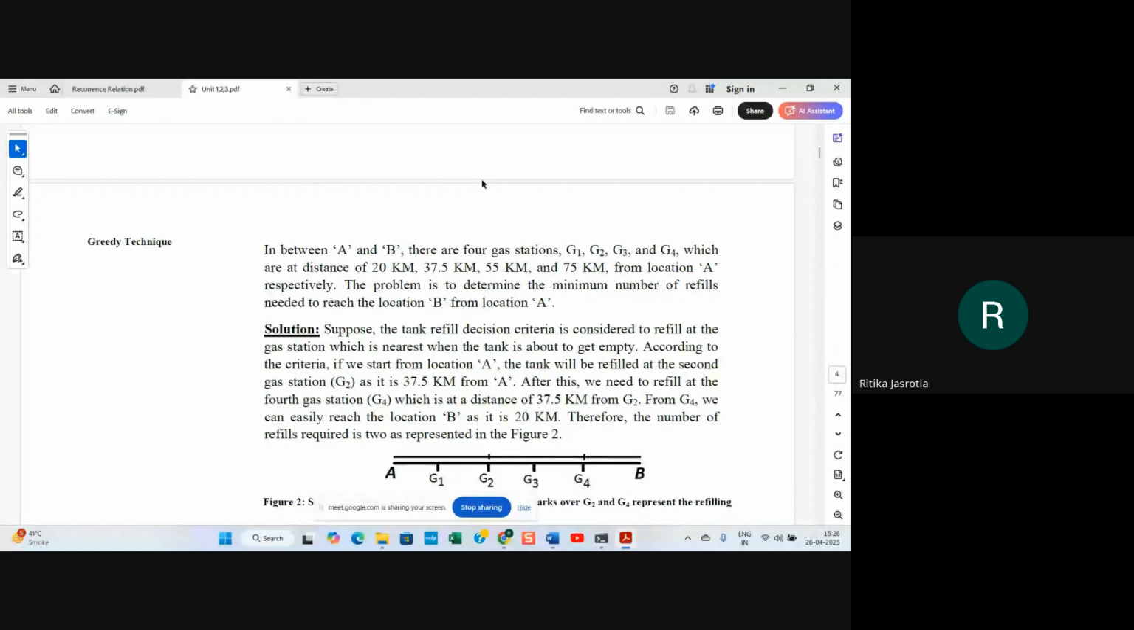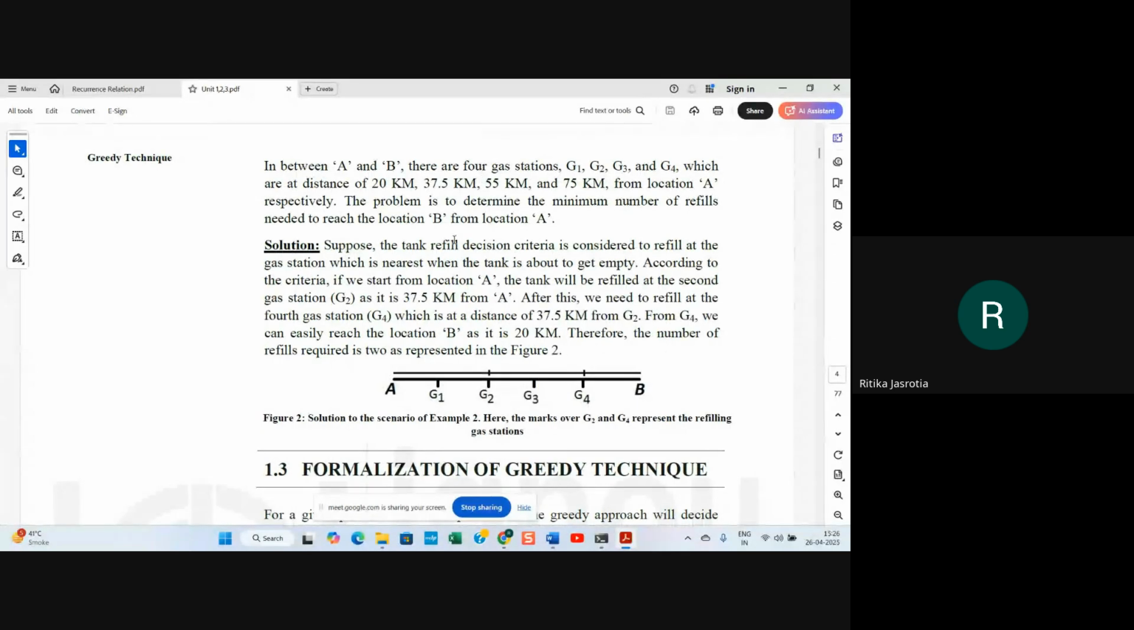So what they are saying, you have to travel from A to B. There are 4 gas stations. Now, if you want to travel from A to B, at 20 kilometers there is a gas station, at 37.5, and 55, and then 75. So how many minimum number of refills at the gas station will you do so that you can cover the 95 kilometers and reach B, right? Suppose the tank refill decision criteria is to refill at the gas station which is nearest when the tank is about to get empty.